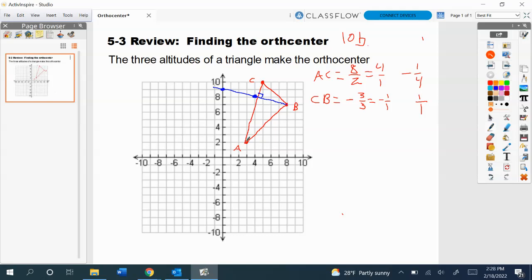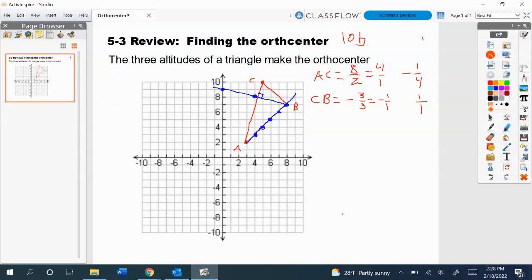I'm starting at A, and I'm going to use this slope, up 1 over 1, to get to side CB. So from A, I'm going up 1 over 1, right there. Oh, that's interesting. Every time I go up 1 over 1, it's staying on this side. So my altitude for A is going to follow that side CB, and it meets up right in that location.